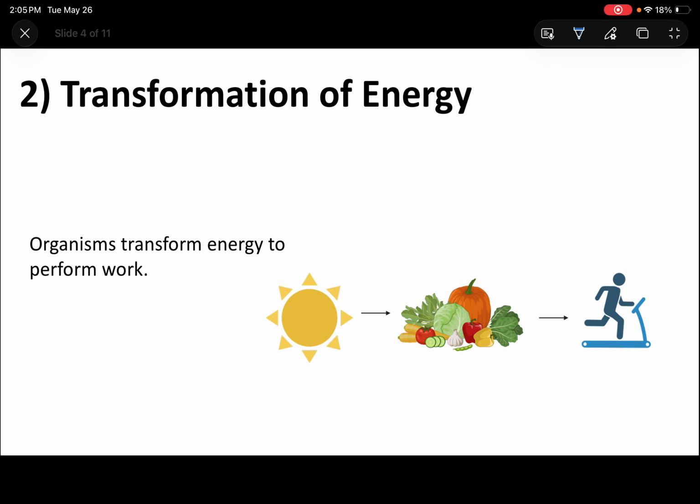And all living organisms are capable of this. Some get their energy from the sun, some get their energy from food, but all of them are working to transform that energy into something that the cells can use and the organisms can use to do work.